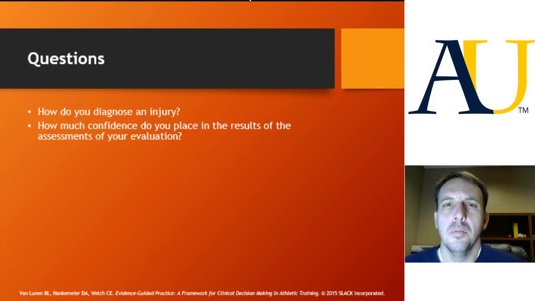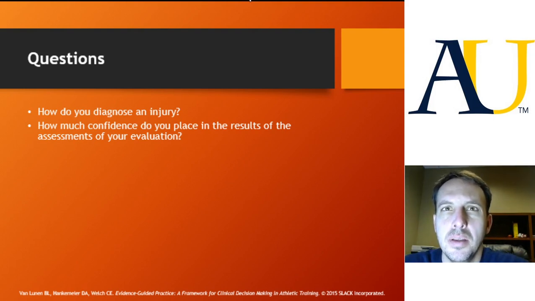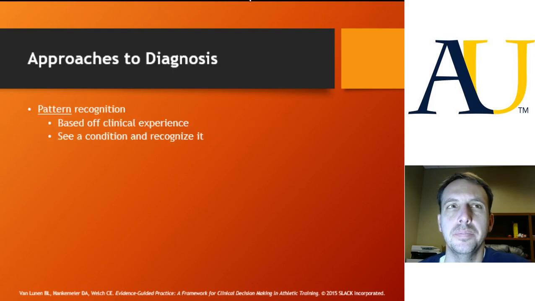And so really, when we're looking at how we use diagnostic evidence, we're really focusing now on how do we go about diagnosing an injury. And so that's really what we're going to be focusing on. From there, then, we have to understand how confident are we in the results of our assessment that the athlete or patient does in fact have the condition that we diagnose them with. And so these are the two fundamental questions that we need to analyze and use the research that we have gained in order to help assist in answering these questions.